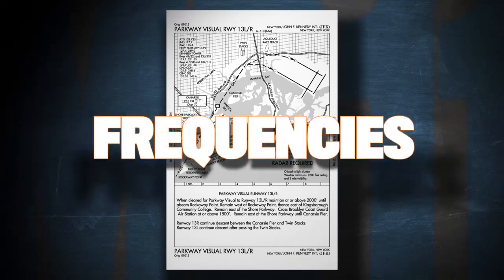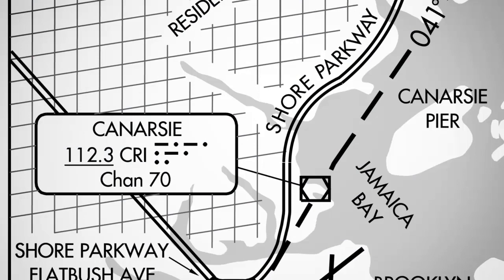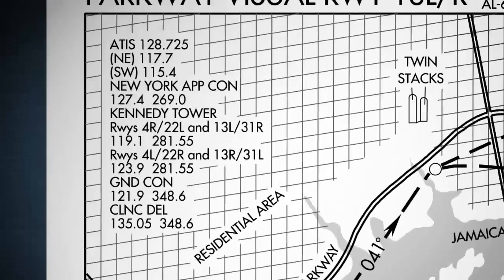Frequencies. We are joining this approach later than the previous two, so we would have already configured the navigation radio page with the frequency and course for the Canarsie VOR, 112.3, and all other frequencies are located across the top of the chart as you are used to.